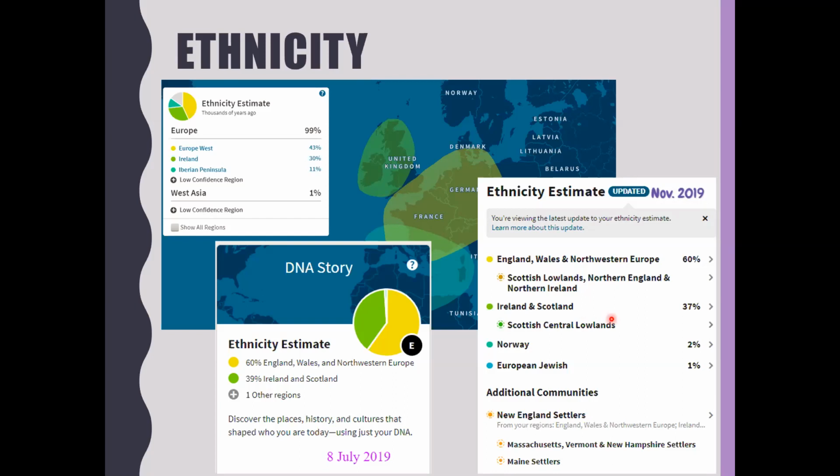And so as you can see, Scottish Central Lowlands, that's the borders. Here you have my mother's side of the family. Again, a lot of them Northern England. So you can see how they've got Europe West, and then they've got England, Wales, and Northwestern Europe. And then this one's Ireland, and then they merge Scotland and Ireland together. Those are changes in those reference populations.